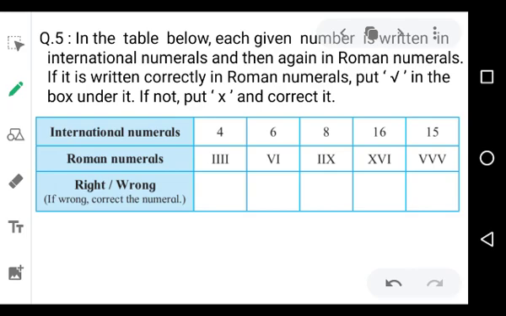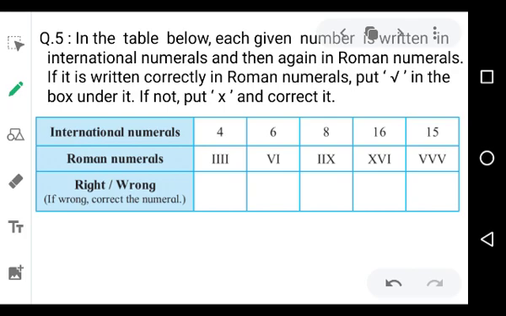Now see the next question. In the table below, each given number is written in international numerals and then again in Roman numerals. If it is written correctly in Roman numerals, put a tick in the box under it. If not, put a cross and correct it. If the international number is correctly written in Roman numerals, we put a tick in the box. And if it is wrong, then put a cross and correct it.